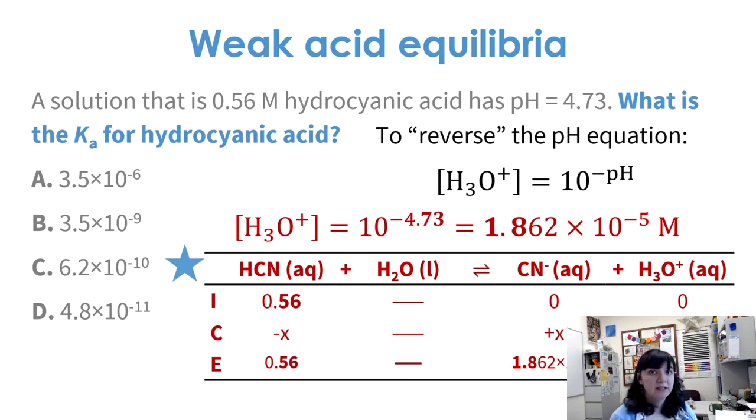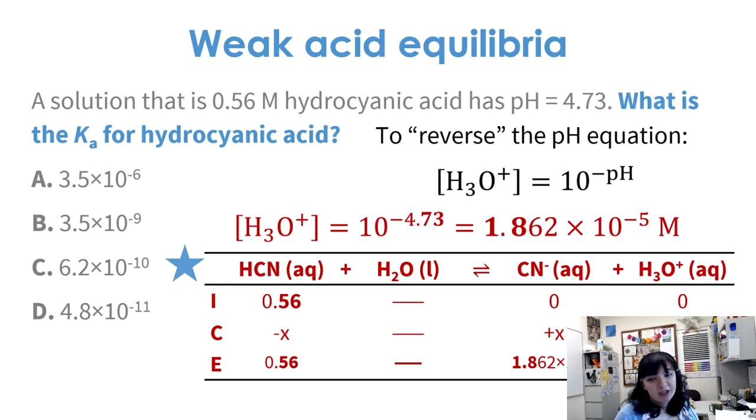which I can plug into an ICE table right here. So maybe initially I have 0.56 molar of the hydrocyanic acid. The initial concentration of both the cyanide and the hydronium would be 0, and the equilibrium concentration of H3O+ is that 1.862 times 10 to the minus 5 molar. Keep in mind here that because we started with 0 for our initial H3O+, we end with this concentration. That means the change variable x is just equal to that 1.862 times 10 to the minus 5 as well. And so that x applies across the board here.